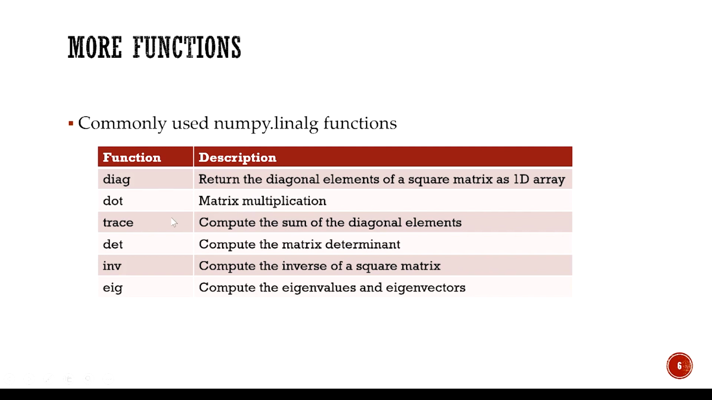Trace computes the sum of the diagonal elements. DET computes the matrix determinant. And inverse computes the inverse of a square matrix. EIG computes the eigenvalues and eigenvectors, and we are going to discuss this more in this lecture.